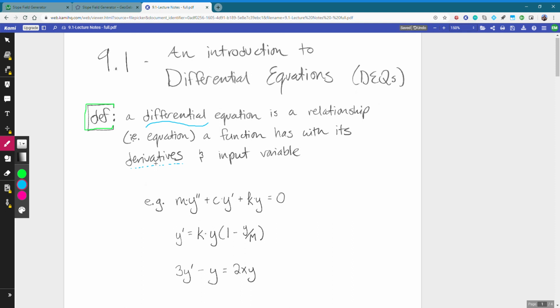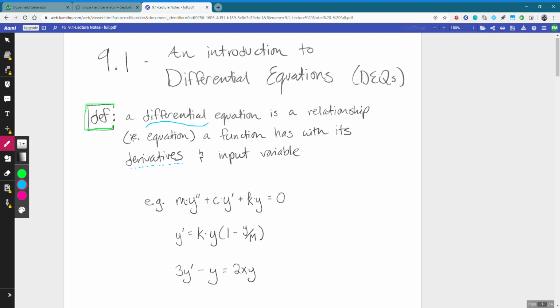And our input variable, sometimes we write it as x, sometimes it's t. But this is what it is. It's some sort of relationship. It's an equation. And so it might look like one of these three.